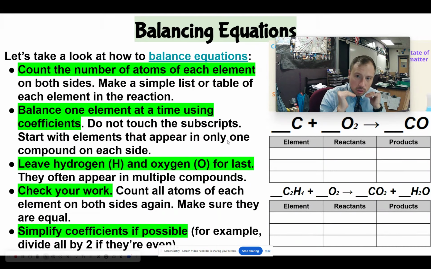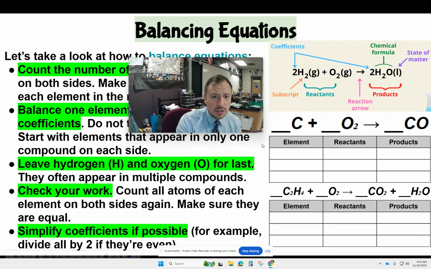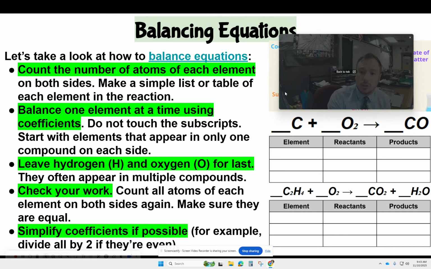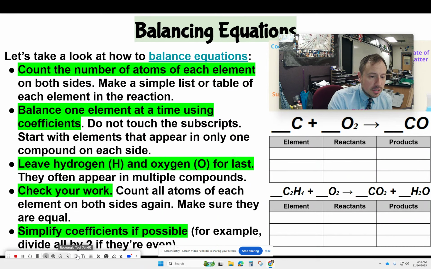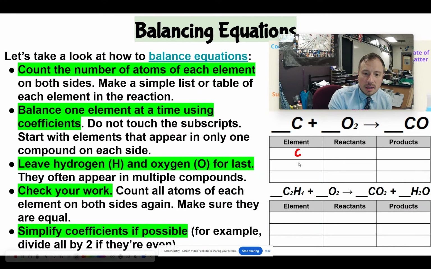You want to have the lowest number of coefficients to balance on each side. So I'm going to do a couple problems just to help you out off to the right here. You can see there's the balanced chemical equation up top, but I'm going to do just a couple of these. So this is carbon reacts with oxygen, forming carbon monoxide.